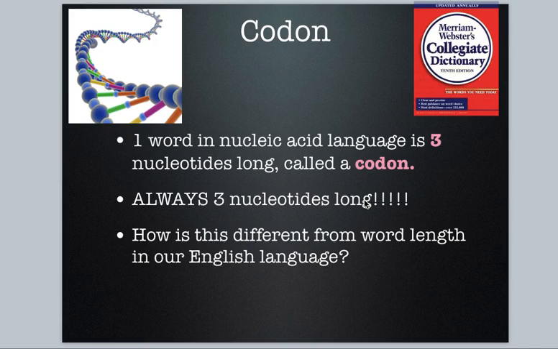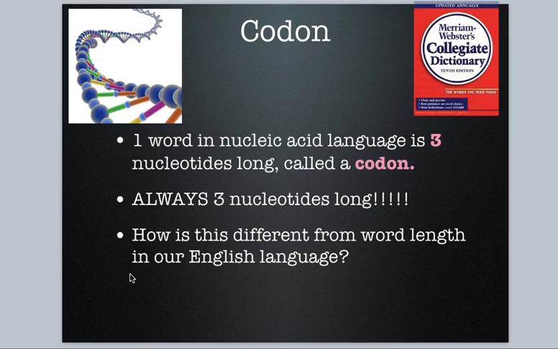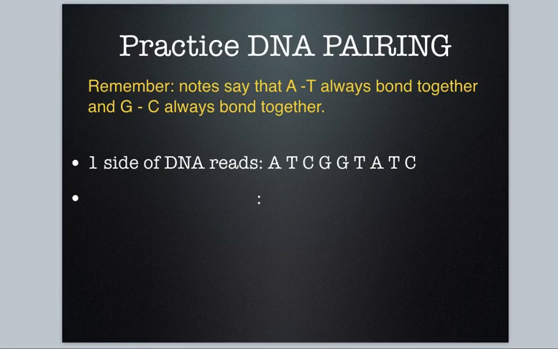Period. So what's a nucleotide again? Well, here's a nucleotide: 1 phosphate, 1 sugar, and 1 nitrogen base. You put 3 of these units together, you get 1 word in DNA. So all of this makes up 1 word in DNA. And you put 3 of them together. Okay, again, we don't know why, that's just the way it is. So our English language has words of a wide variety of lengths, whereas DNA language, it's only one way: 3 nucleotides make a codon.